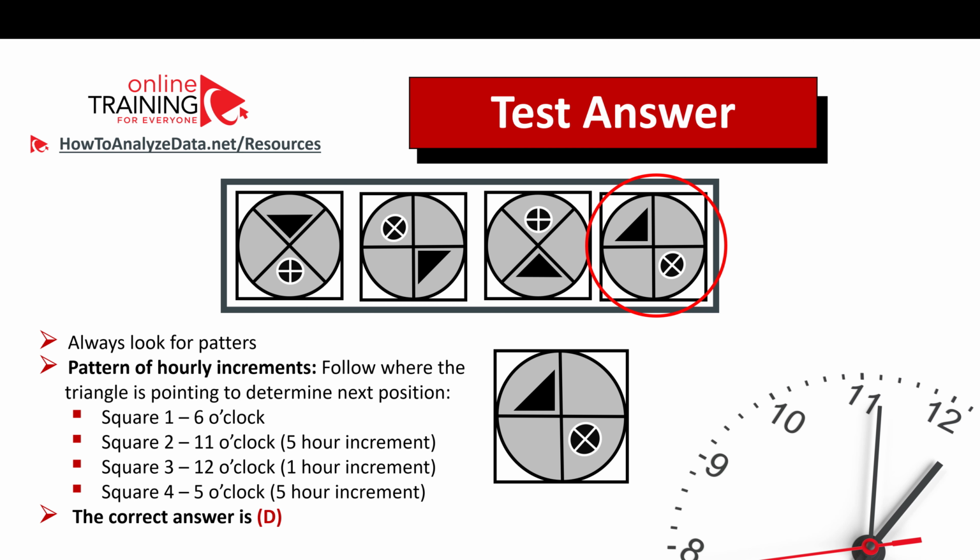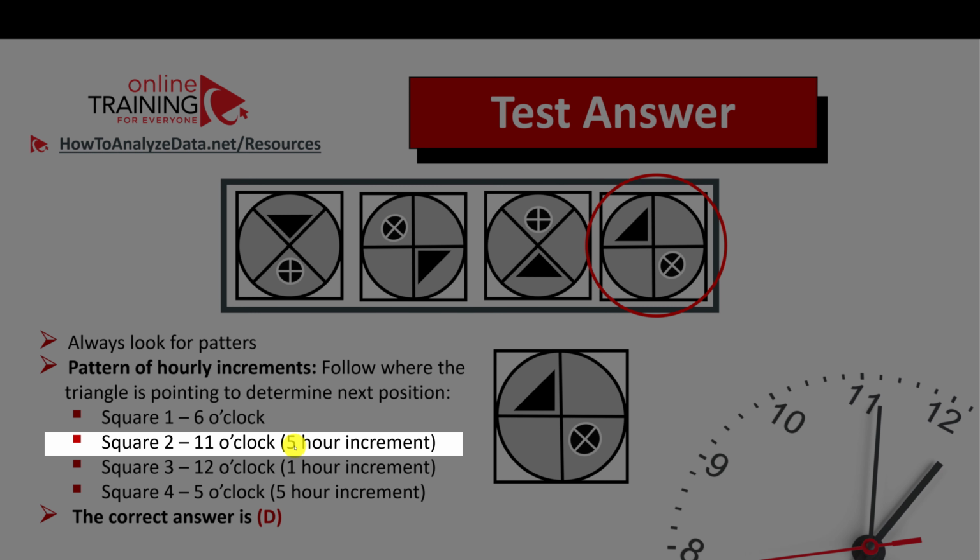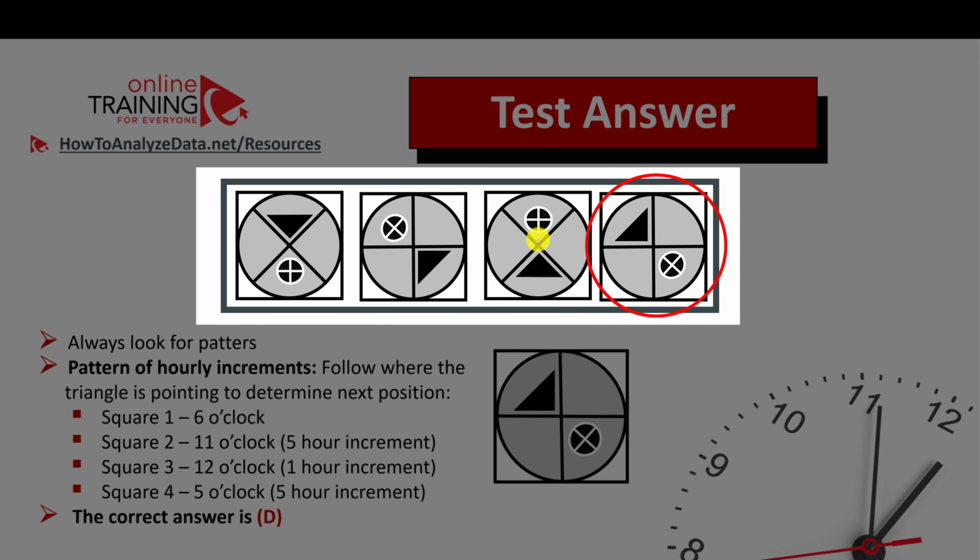As usual, my recommendation is always look for patterns. I know sometimes it's hard to see those patterns, but you still should continue and keep looking. In this particular case, we're dealing with the pattern of hourly increments, and we determine the hour based on where the triangle is pointing. So if you look at the first square, the triangle is pointing to 6 o'clock. Then in the next square, the triangle is pointing at 11 o'clock. And 11 o'clock is a 5-hour increment from the 6 o'clock position. Now, in the next square, the triangle is pointing at noon or midnight, whatever pattern you follow, or 12 o'clock.